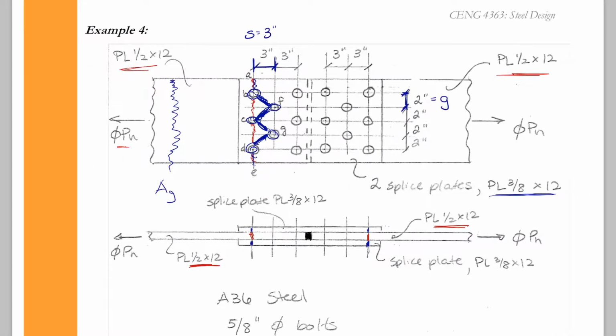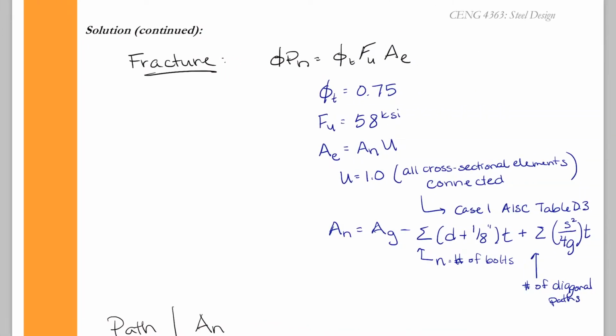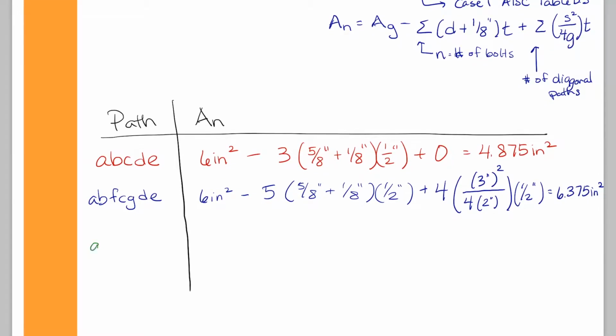All right, we can continue guessing paths. The best way is to just guess feasible paths. So what if I tried A to B, and then I came down to C, and then I could come straight down to D to E. Okay, so now I'm looking at A, B, F, C, D, E.